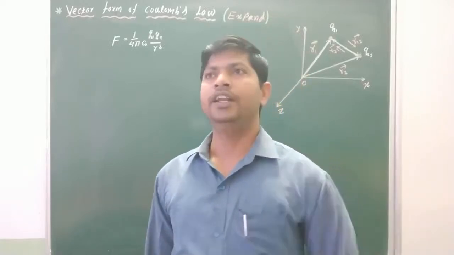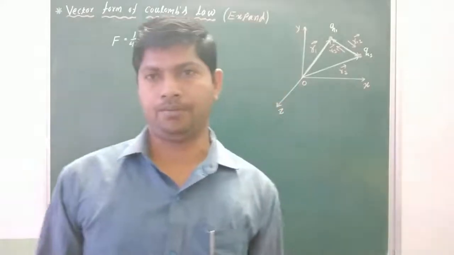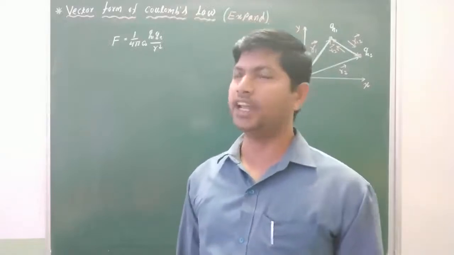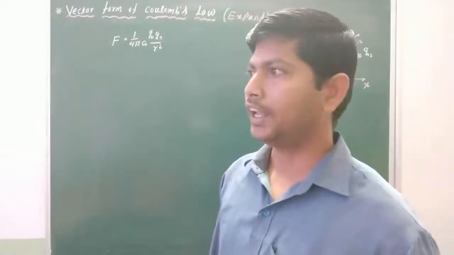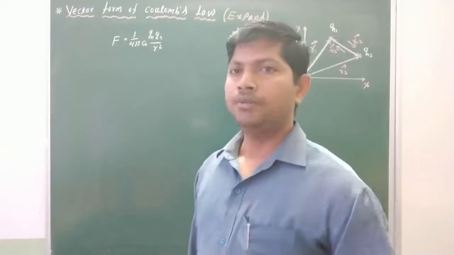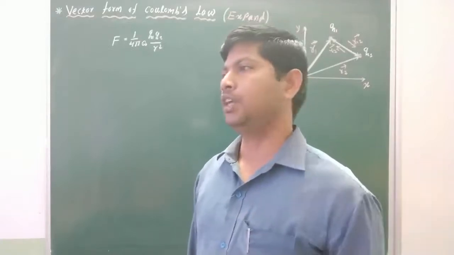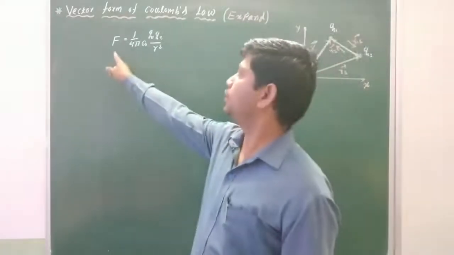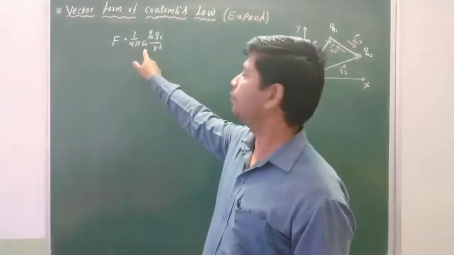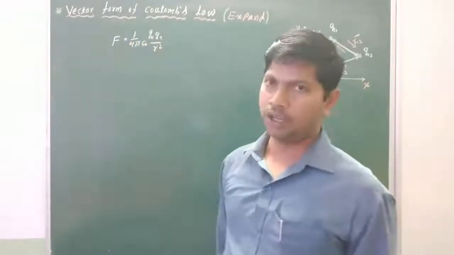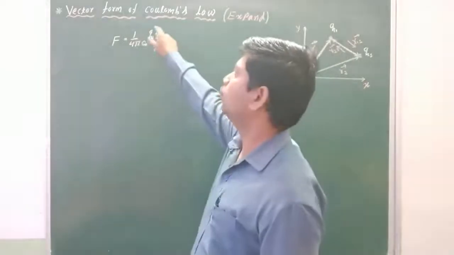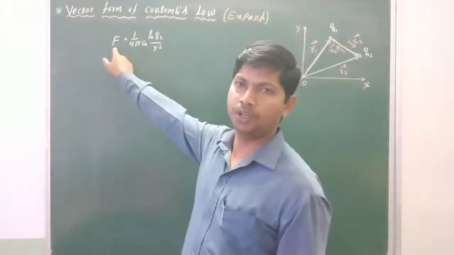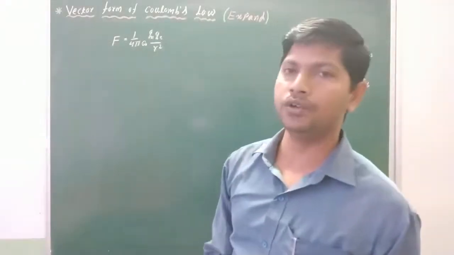So what is the need to write the Coulomb force in the vector form? According to Coulomb's law, the force of interaction between two charged bodies is directly proportional to the product of the charges and inversely proportional to the square of the distance from the center of one charged body to the center of the other. So the force is equal to 1 by 4 pi epsilon naught q1 q2 by r square. But on the right hand side, no quantity gives the direction of the force, because force is a vector quantity.